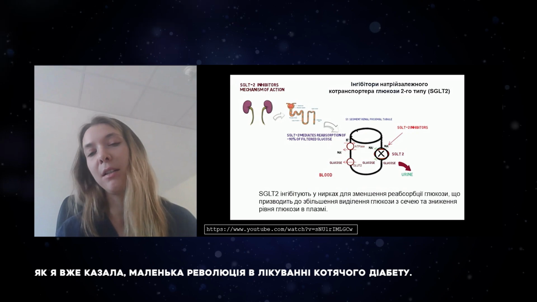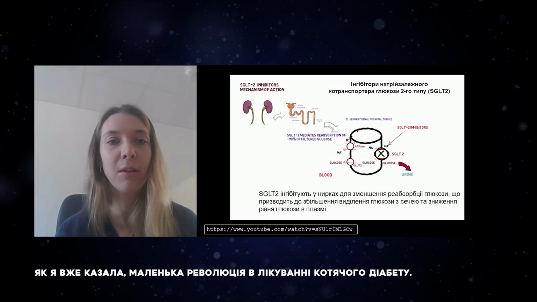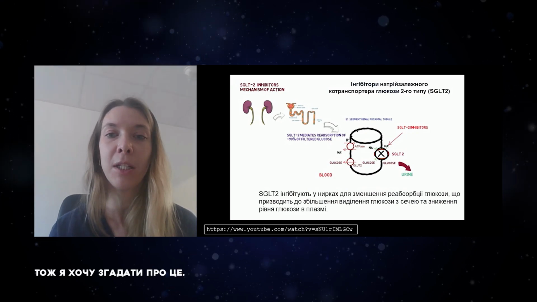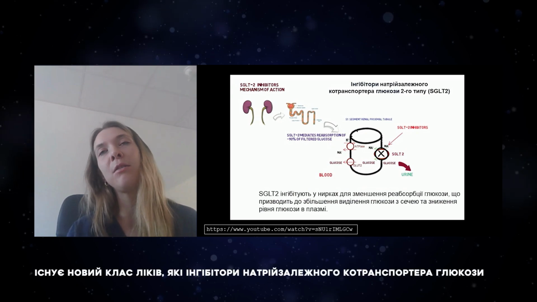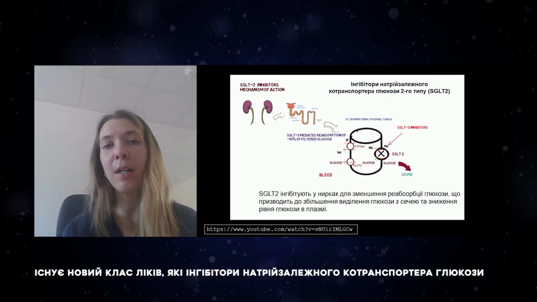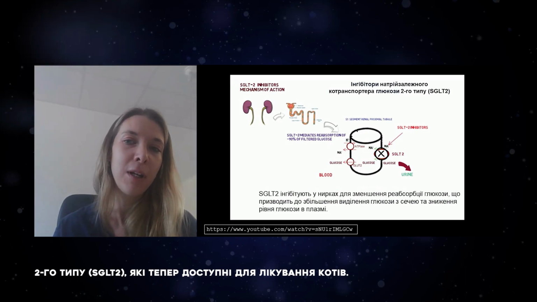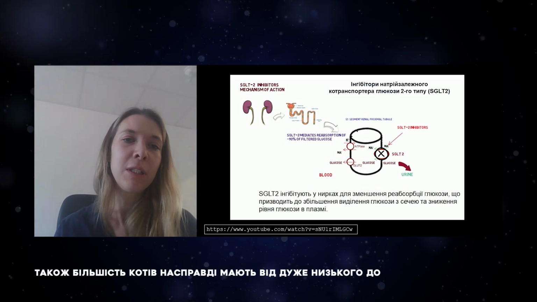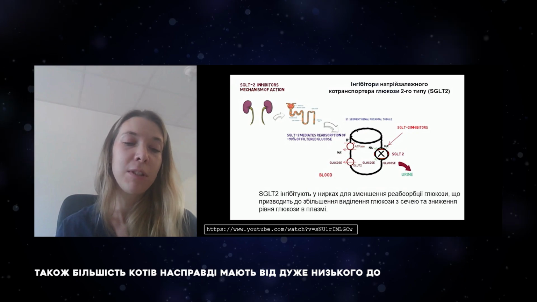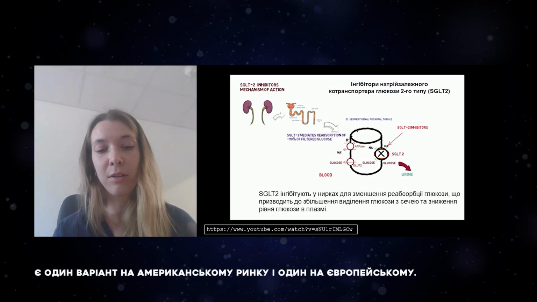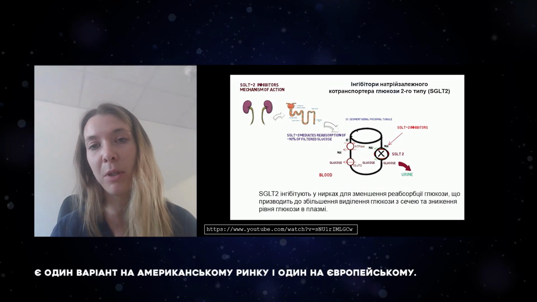because it's, like I said, a little revolution in the management of feline diabetes, so I do need to mention it. There is a new class of medication, of drugs, called sodium glucose cotransporter 2 inhibitors that is now available for cats for treatment. And yeah, there is one option on the American market and one on the European market.